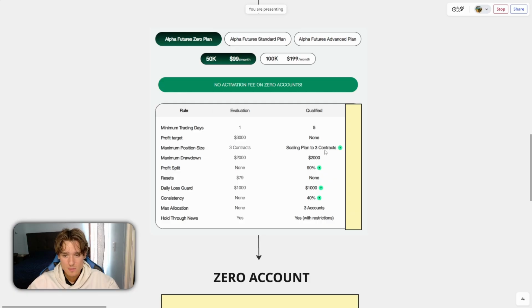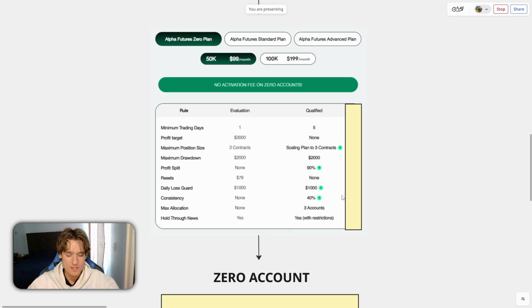And maximum position is 30 contracts on the MNQ. Maximum drawdown is $2,000. But keep in mind, if you build your buffer, this $2,000 can be $5,000. So that's nothing to worry about there either. Profit split is 90%. So 90-10 split. You keep 90%, they keep 10%. And you have a $1,000 loss guard.